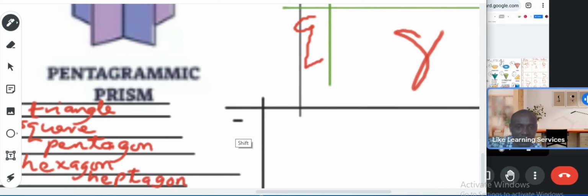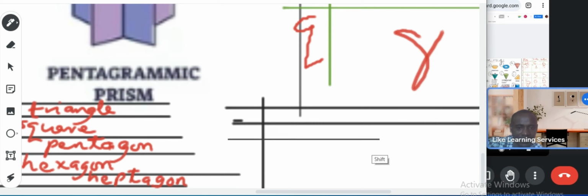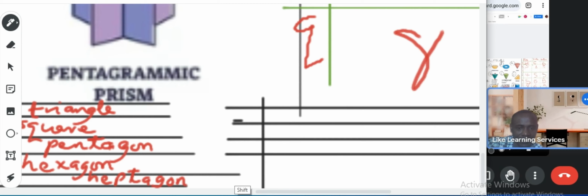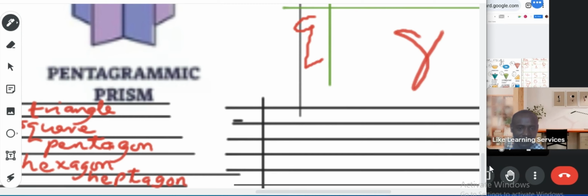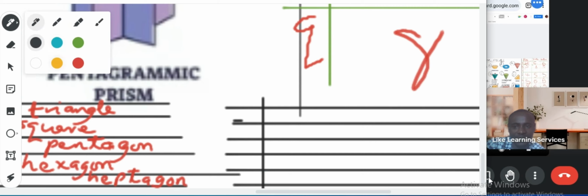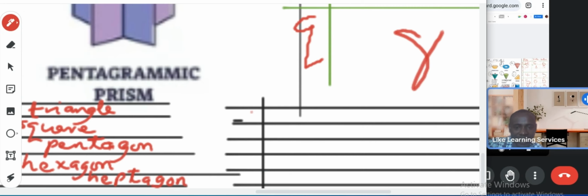You know octagon? Octagon is 8 sides. 8 side is octagon. Nine side is nonagon. And 10 sides is what? Decagon.